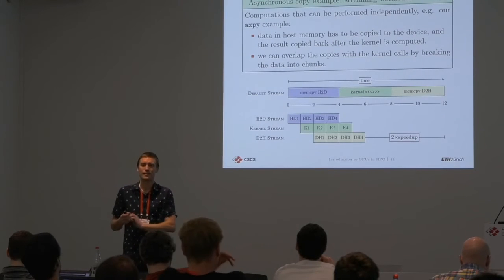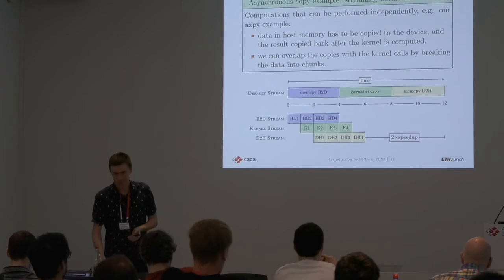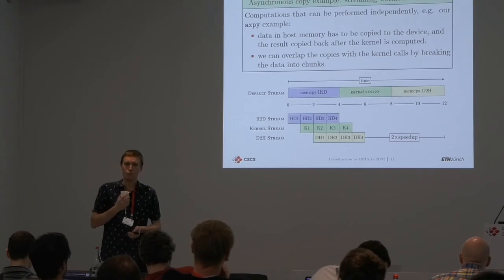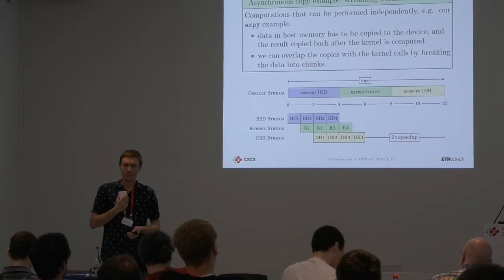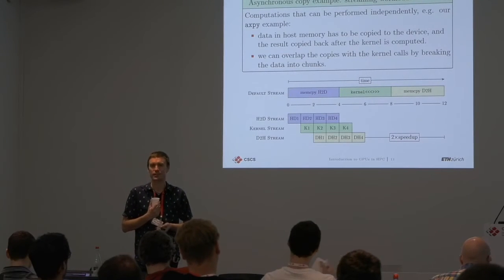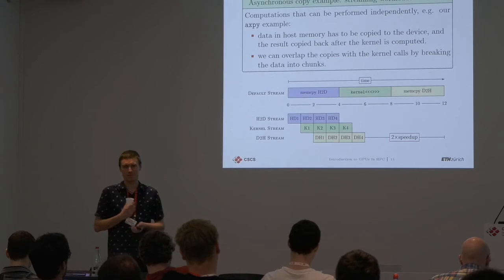Okay, another question. Can it be slower to have several asynchronous copies in different streams than to have several copying in one stream? I don't know. The scheduler is very efficient, so hopefully it shouldn't be much different.